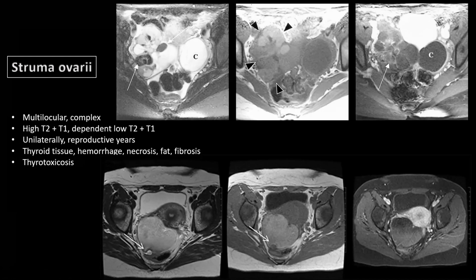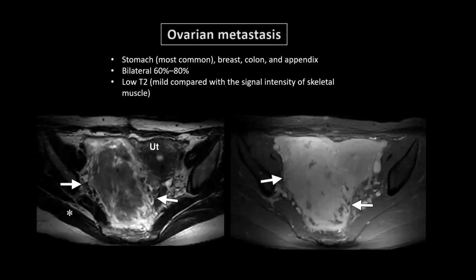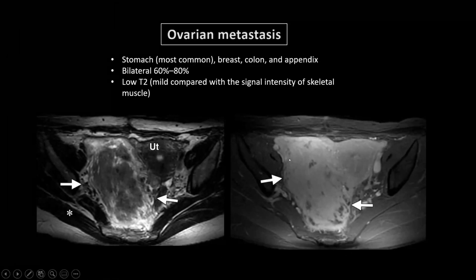These lesions present unilaterally in reproductive years and sometimes present with thyrotoxicosis. Another differential diagnosis is the ovarian metastasis, and these most commonly come from the stomach, other locations being the breast, colon, or appendix. These lesions are most likely bilateral, in 60 to 80% of cases. They can show low T2 signal intensity, and they can show avid enhancement like our case.